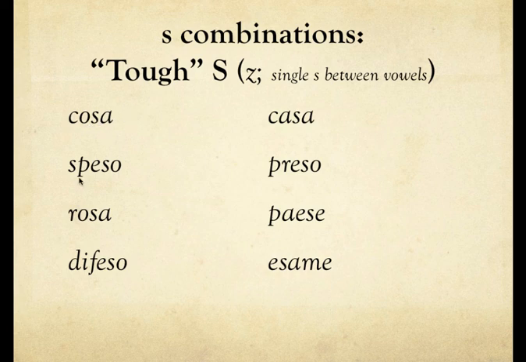Cosa, speso, rosa, difeso, casa, preso, paese, esame. So when the S is between two vowels, it will take on that hard Z sound. Now let's repronounce the words in Italiano and give an English equivalent.